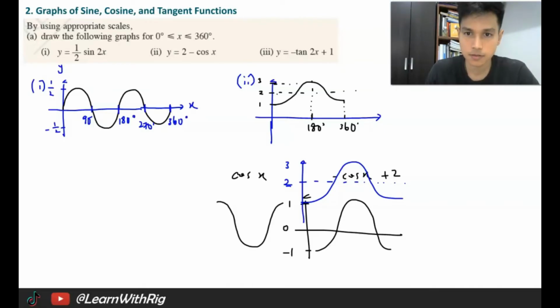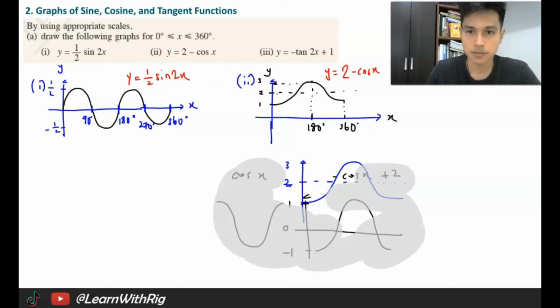Okay, so here is x, here is y. Okay, and then you can of course label the graph. So this is y, first one is y equals 1 over 2 sine 2x. This graph will be y equals 2 minus cos x. Okay, now the third part is tangent.